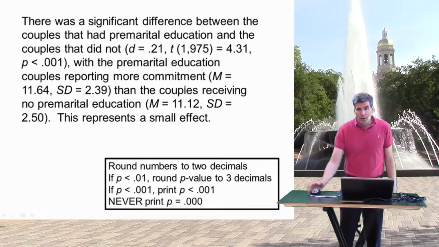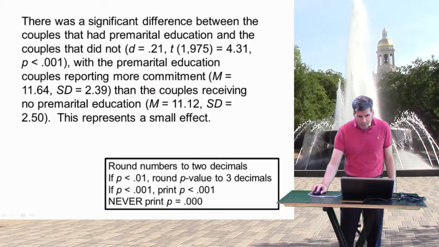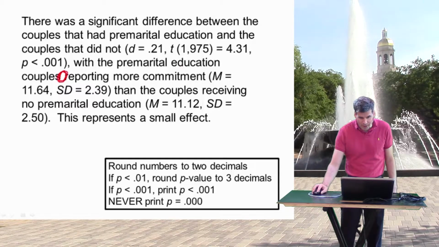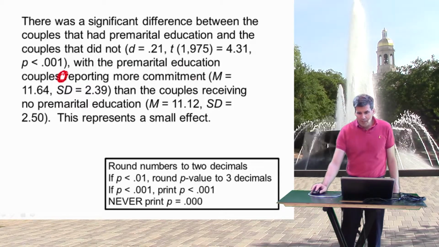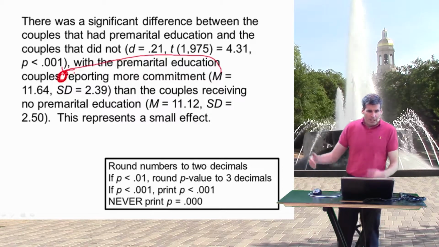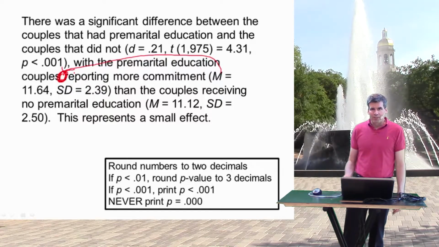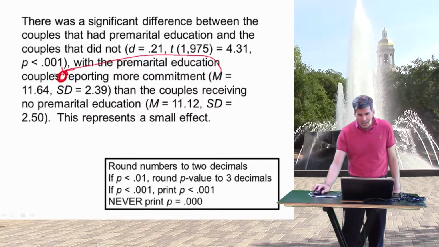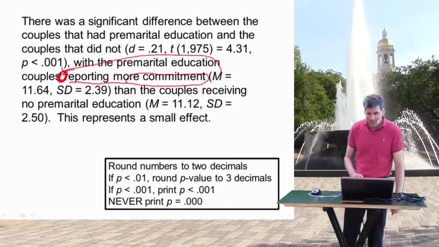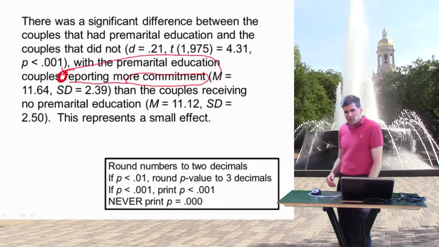So what you don't want to do, let's look and see how that would play out here. Do not say with the premarital education couples, right here, where I'm drawing this circle, do not put your mean there. Don't say with the premarital education couples mean 11.64, standard deviation 2.39, reporting more commitment. Do not do that because that has a mean coming before you've told me you're talking about commitment. So make sure you first tell me you're talking about commitment before you give me the mean.